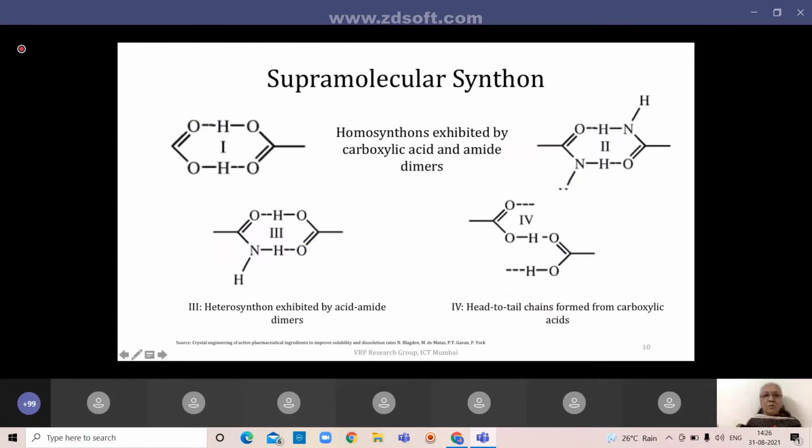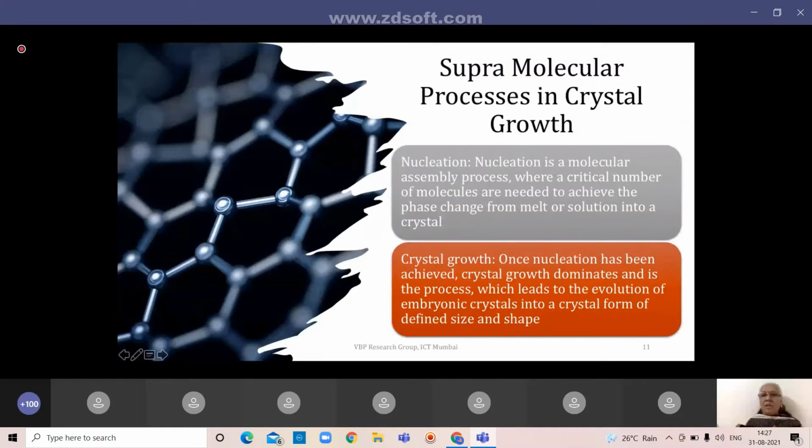So you can see in this slide, I have given structures 1 and 2, which are nothing but homosynthons. This is for carboxylic acid, this is for amide dimers, but you can have heterosynthons. So can you see just the terminology changes there? From crystals which were known, the hydrates and the solvates which were known, we are now moving to synthons. So supramolecular processes, which are very important in crystal growth, one needs to understand.